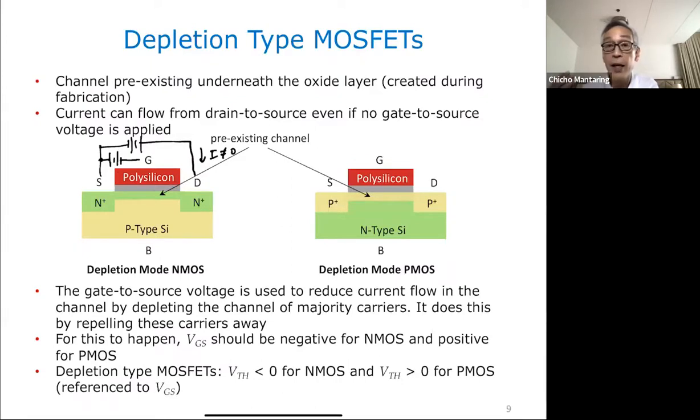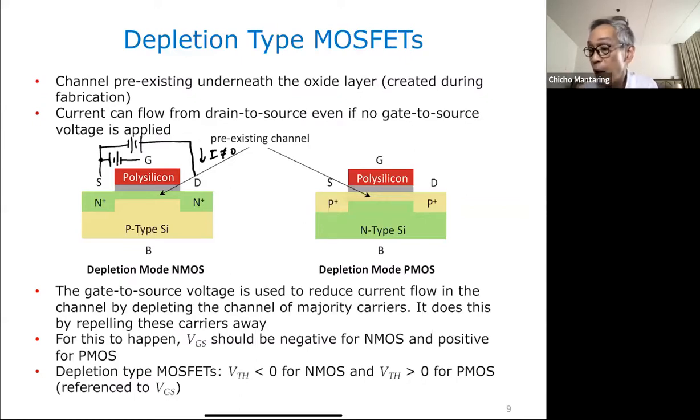So the difference between an enhancement type and a depletion type: in an enhancement type, you apply a voltage to create a channel. In a depletion type, you apply a voltage to destroy or remove the channel. And you remove the channel by repelling away the charge carriers that exist underneath the oxide layer. You repel them away by applying the appropriate polarity of voltage. So the two can be analyzed exactly the same way.